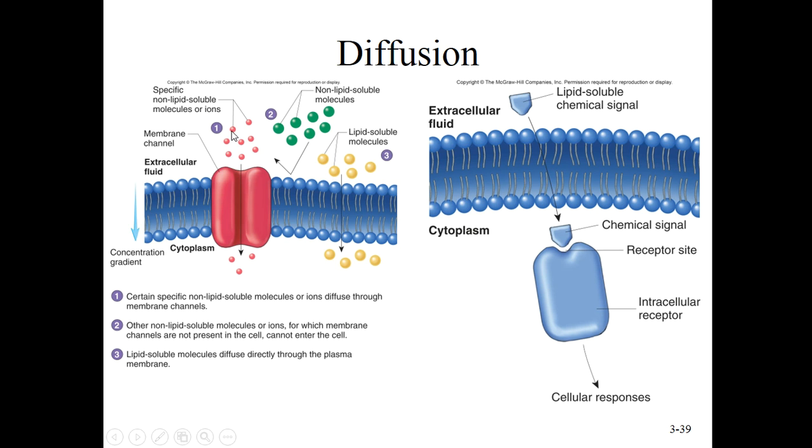So look at this. Even within simple diffusion, we actually have a couple different kinds. Diffusion through the plasma membrane, in this case of lipids, or diffusion through a channel. In either case, this is simple diffusion.